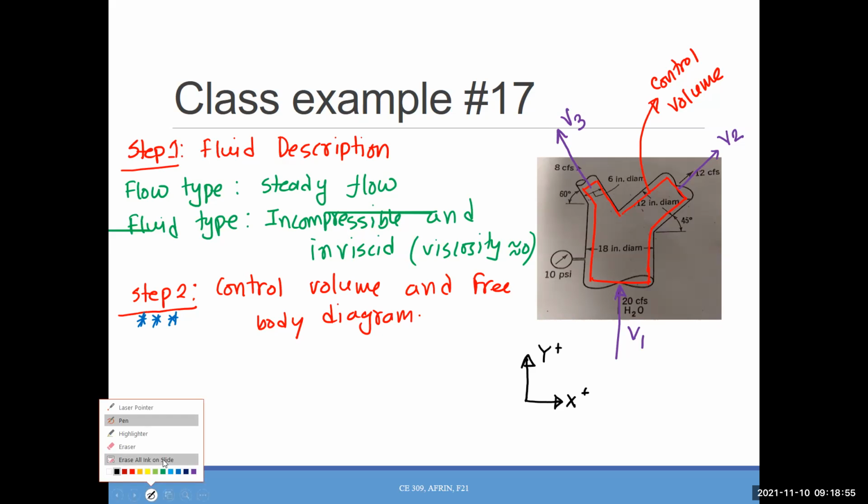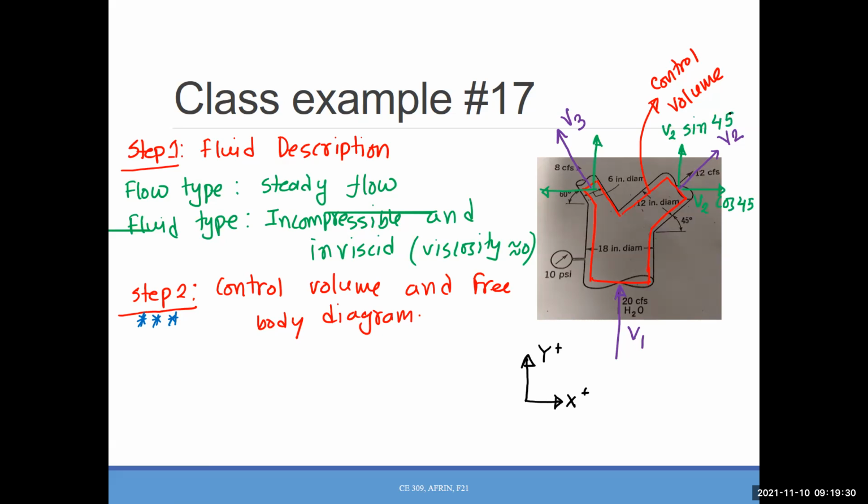If you have different color, you can use that or use some different type of line so that you will not get confused. Okay, so here what I will do, I will find the component in Y and X direction. So what will be the X component for V2? Cosine 45. Okay, and this one will be V2 sine 45. What about V3? It will be V3 cosine 60, and this will be V3 sine 60. We don't need to do anything for V1 because that is already aligned with the Y direction, right? Okay, so this is our control volume diagram.